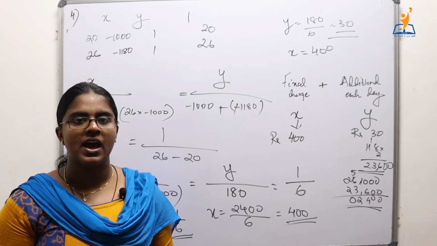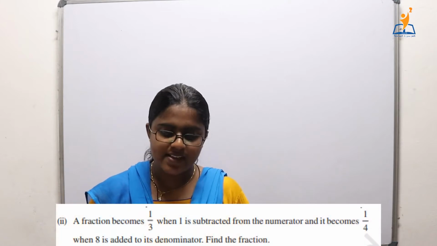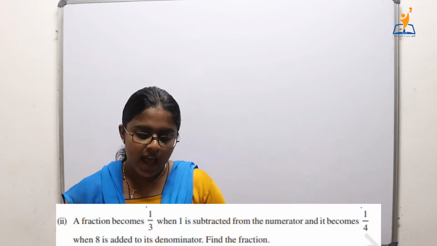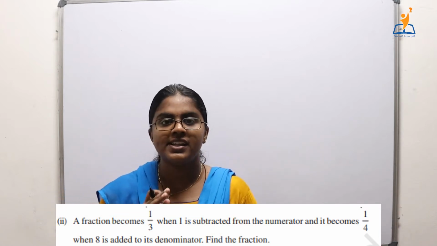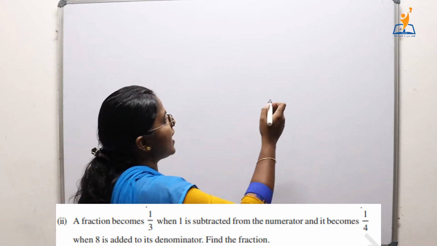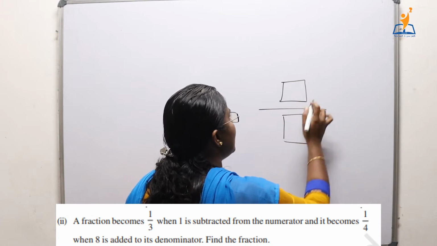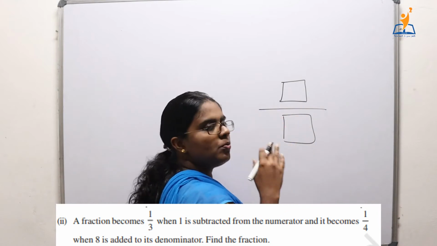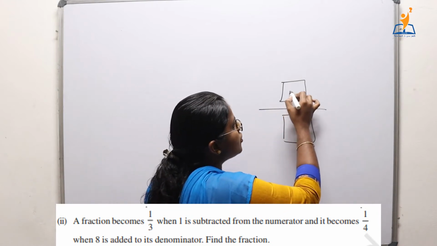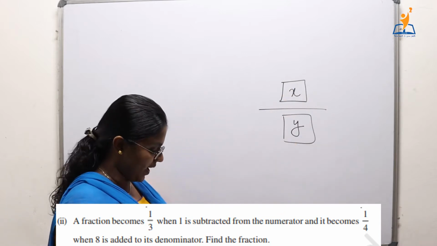Now we shall move to the next question. Now the next question is, a fraction becomes 1 by 3 when 1 is subtracted from the numerator, and it becomes 1 by 4 when 8 is added to its denominator. Find the fraction. We are asked to find a fraction, and we know that a fraction has a numerator and a denominator. We want to find both the numerator and denominator. So both of these are unknown, so we call the numerator as x and denominator as y.